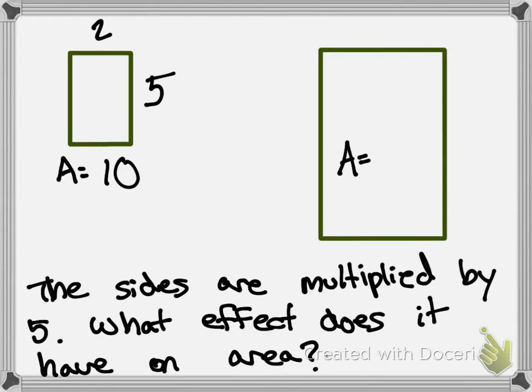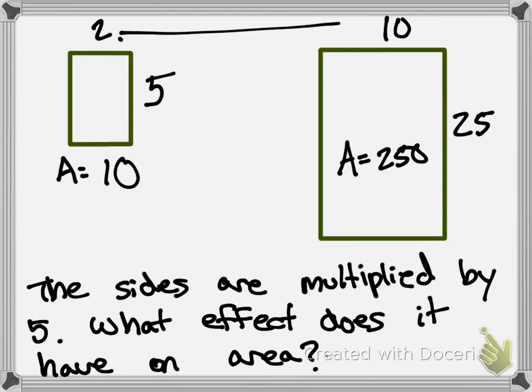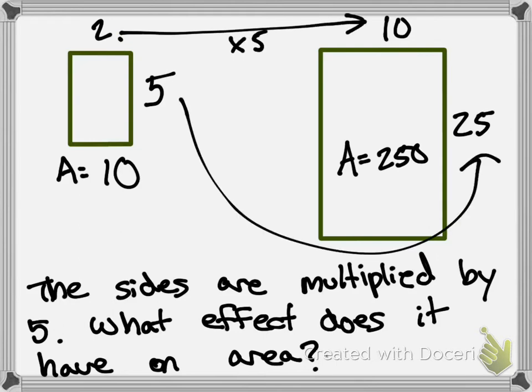Matthew. Noah. So then what are my new sides then, Jaden? Hannah. My new sides are 10 and 25. So what would my new area be then, Matthew? 250. Excellent. So I went here times 5. 2 times 5 is 10. I went here times 5. 5 times 5 is 25 because I multiplied the sides by 5.